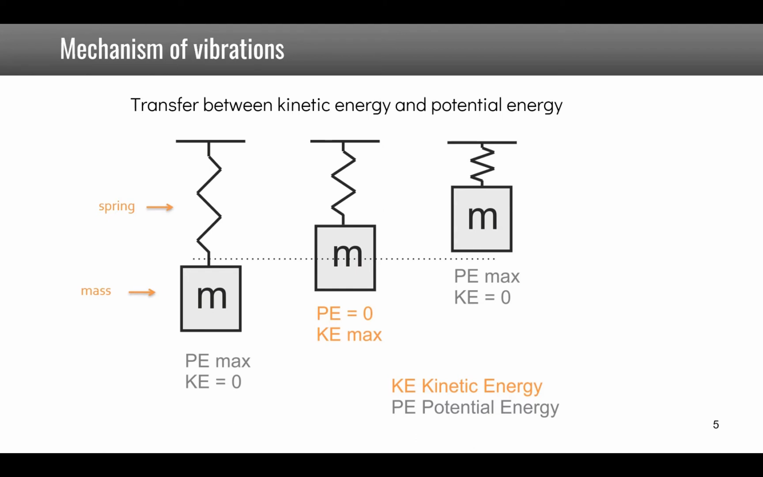Well, it is based on a transfer between kinetic energy and potential energy. In this mass spring example, you see in the middle the mass at the rest position, and so the potential energy is zero because the spring is not stretched. Now, when it's vibrating, whenever it comes back to this rest position, it has a maximum velocity, so the kinetic energy is maximum. At both the bottom and top positions, the potential energy is maximum because the spring is fully compressed or stretched, and the velocity is zero because it's changing direction, so the kinetic energy is zero.